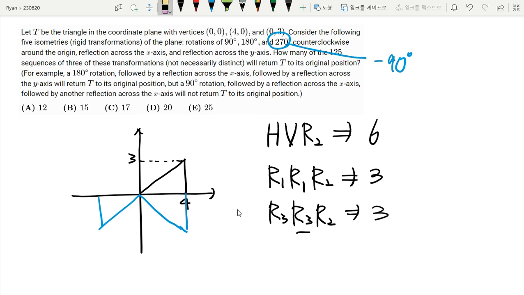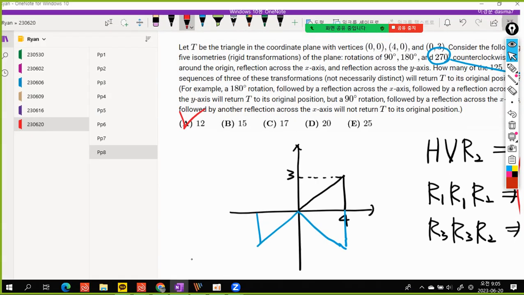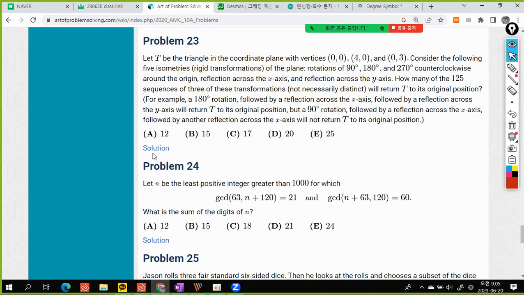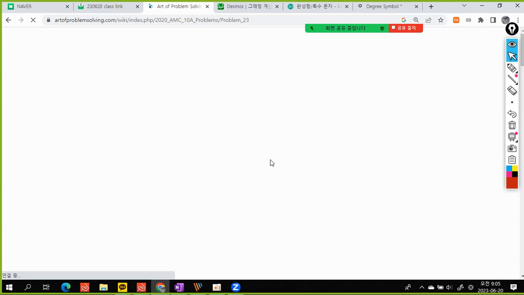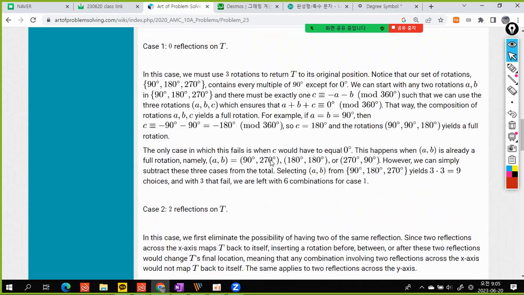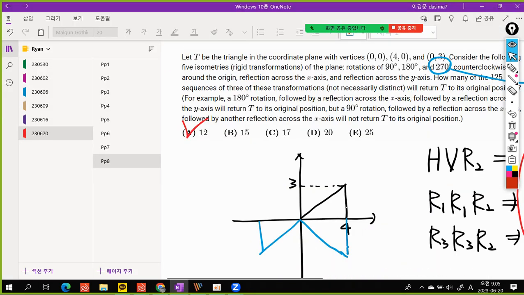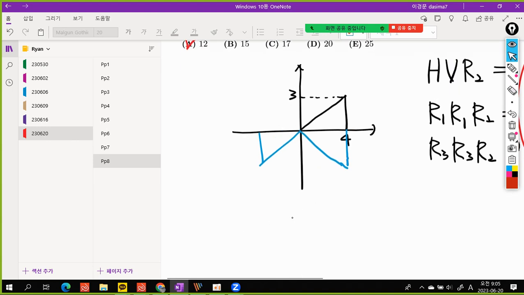And so these are the types of transformation. So how many cases are possible? 12. Yeah, so the answer is A. Actually, the triangle looks like this instead of this, but the principle is the same.